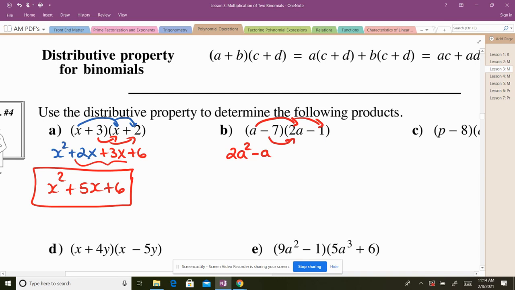Remember, the number or the sign in front. So negative 7 times 2a. Negative 14a. Negative 7 times negative 1. Positive 7. Now what? Which is these two, right? So negative a minus 14a is negative 15a. So I get 2a squared minus 15a plus 7.